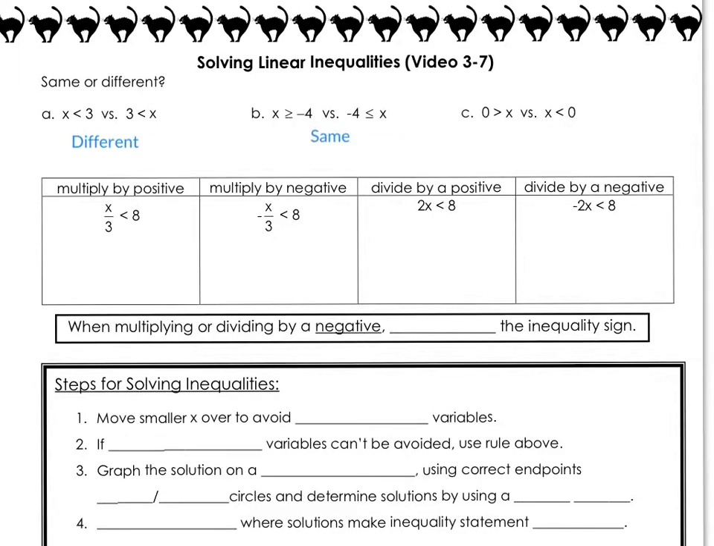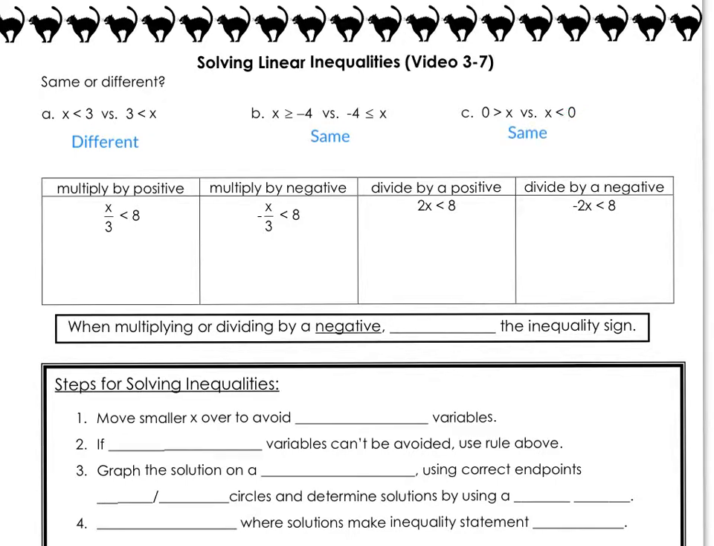How about this next one? 0 is greater than x versus x is less than 0. Again, the same because the less than is with the x in each of them. The one side versus two dots. If you put dots at the end, 0 is greater than, 0 is greater than.